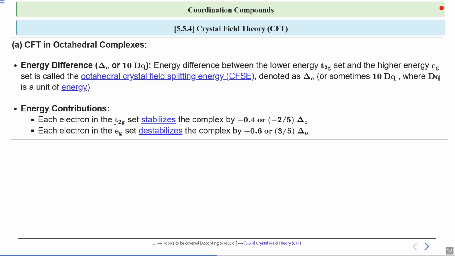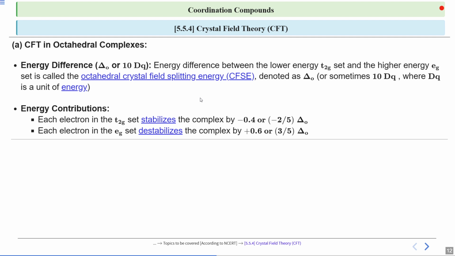So the energy difference between the EG and T2G sets is called the crystal field splitting energy, CFSE. It is denoted by delta naught or 10 dq, where dq is the unit of energy. The magnitude and the pattern of splitting depend upon the geometry of the complex and the nature of the ligands, like how the ligands are arranged around the central metal ion.